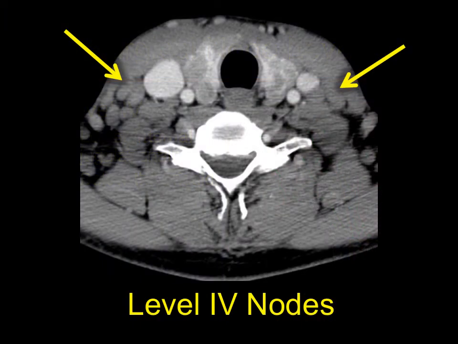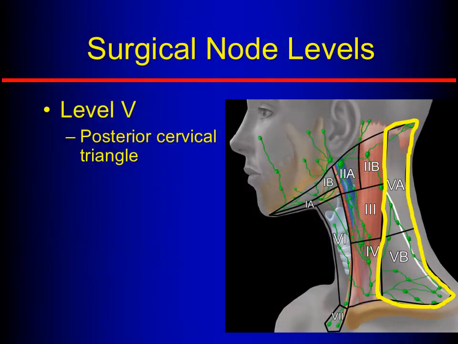And here's an axial post-contrasted CT. We're at the level of the thyroid gland. Here's a common carotid. Here's the jug. Here's a sternocleidomastoid. And we see these level 4 nodes out laterally within the cervical soft tissues. Next we have level 5.